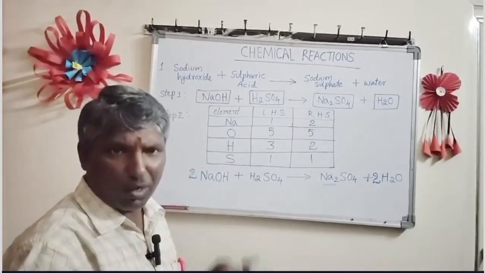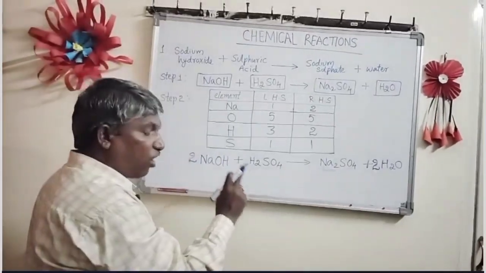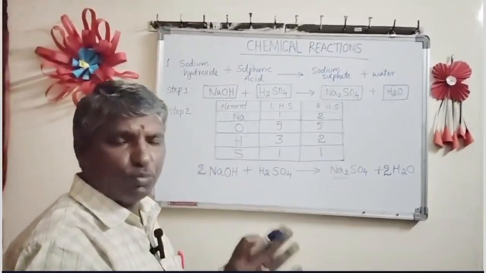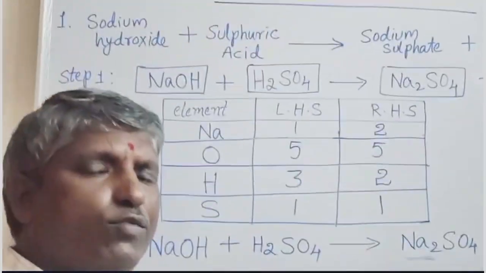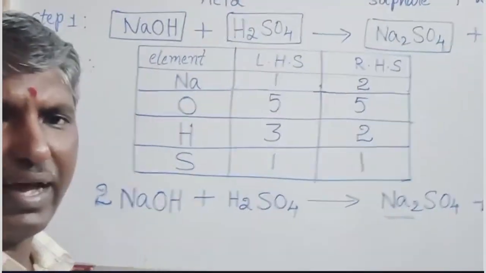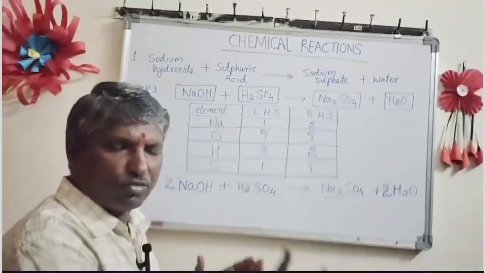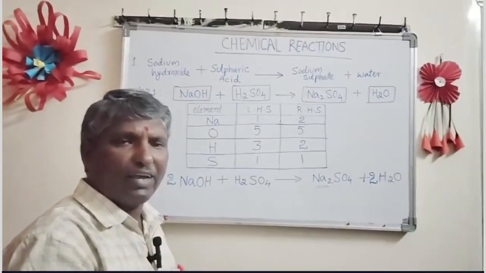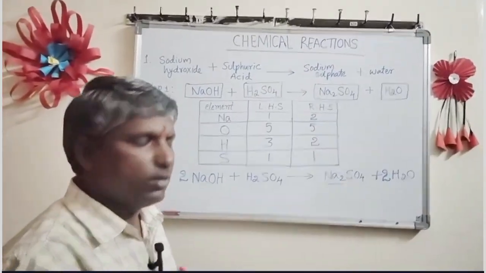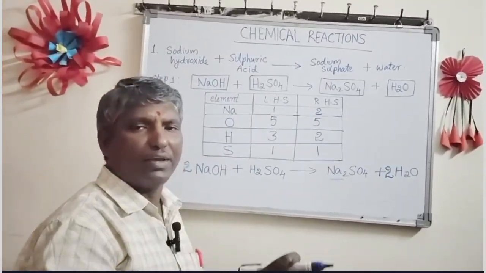In step 3, we observe whether there is a chance to convert the coefficients into a simple whole number ratio. Only then do we use that method. Otherwise, we write the same equation directly. On the LHS and RHS sides, both sides have an equal number of atoms present. That's why this is called a balanced chemical equation.